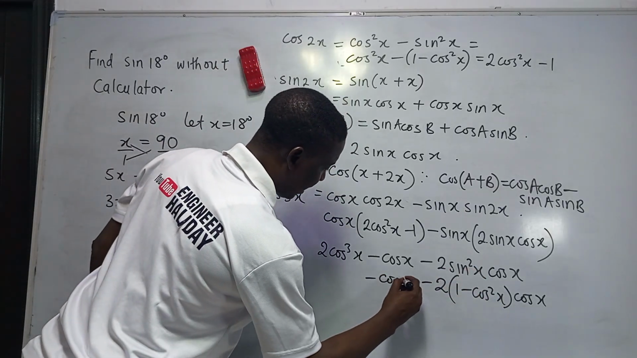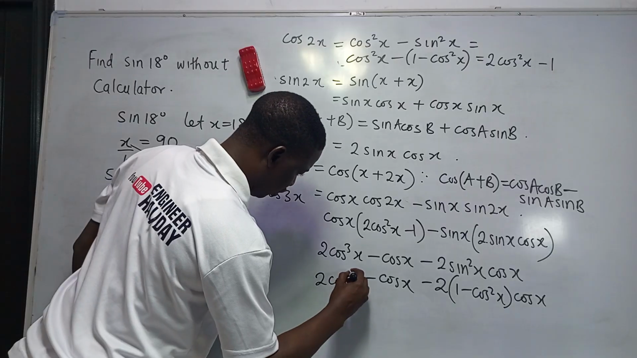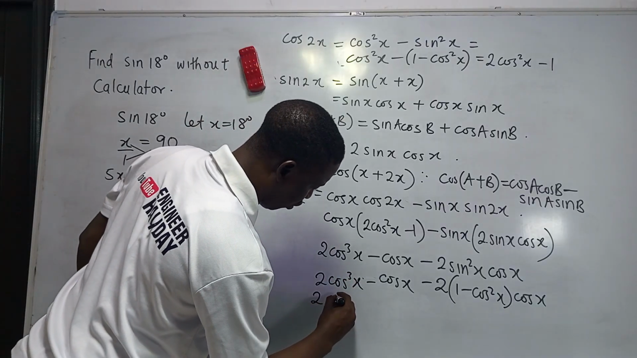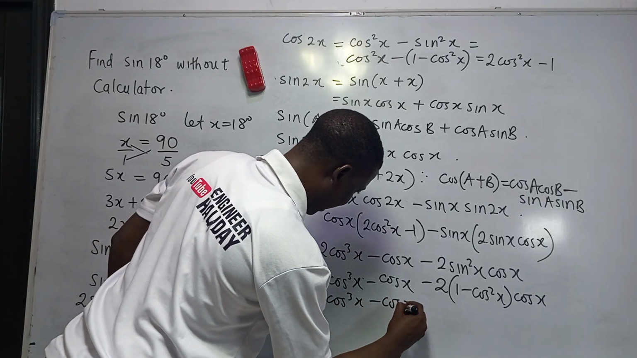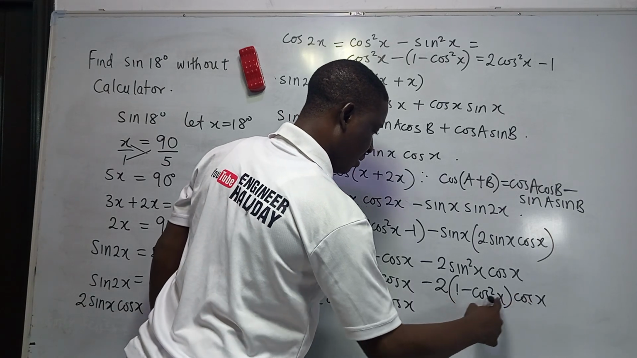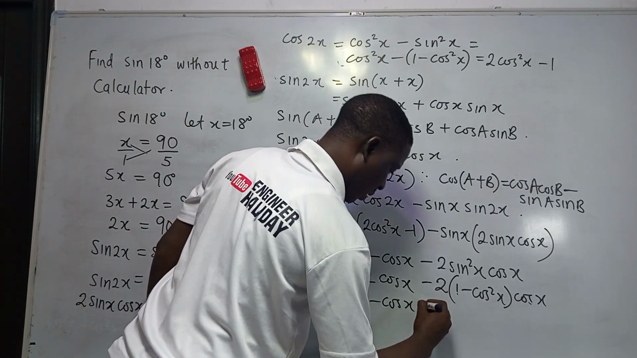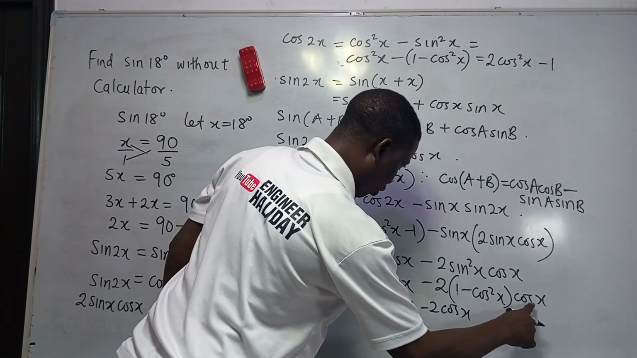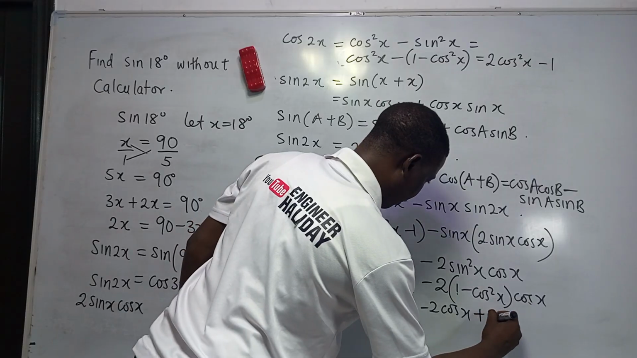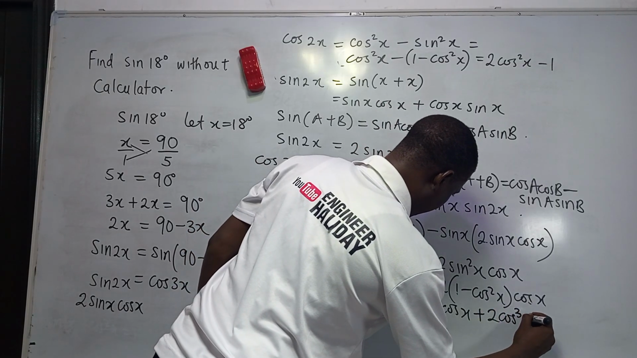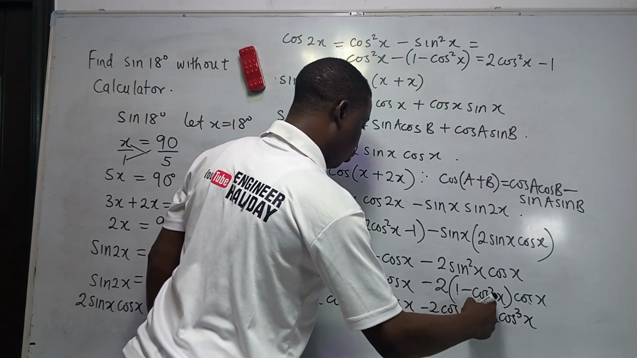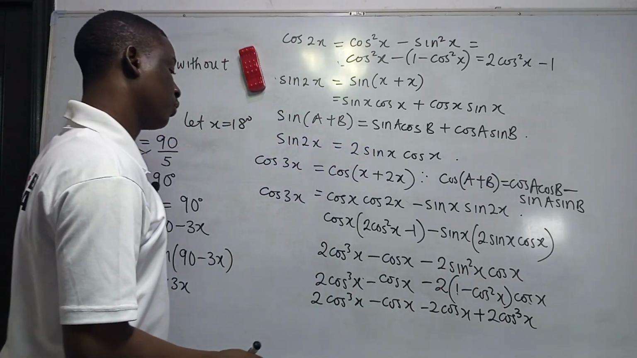So minus cos x, 2 cos cube x. Finally, we have 2 cos cube x minus cos x. Then if you open the bracket, alongside this one, cos x times minus 2 times 1, we have minus 2 cos x. Cos x times minus 2 times this, minus and minus plus, 2 cos cube x. Cos x times cos x will give us cube x times 2.